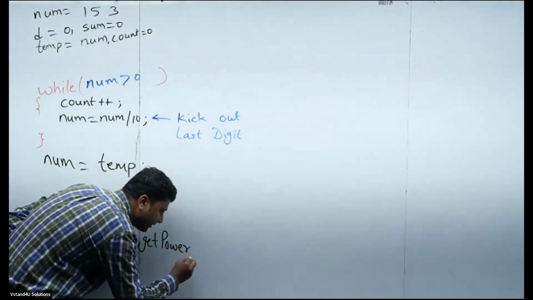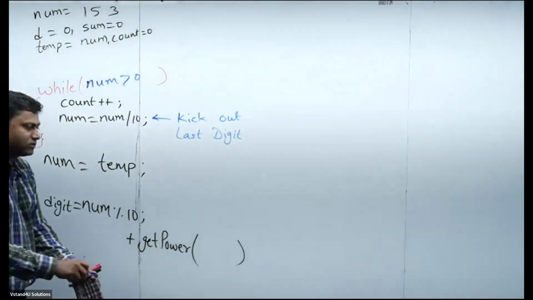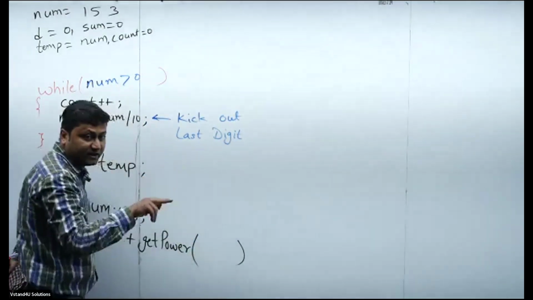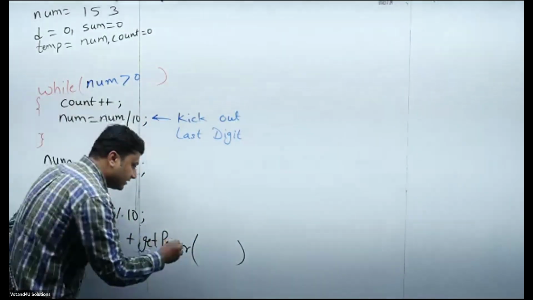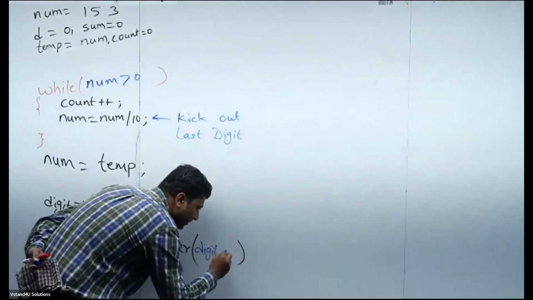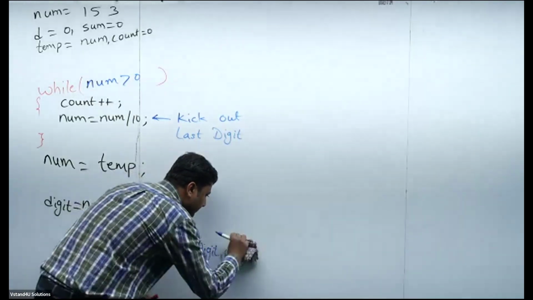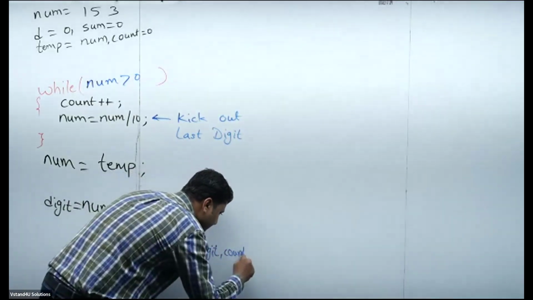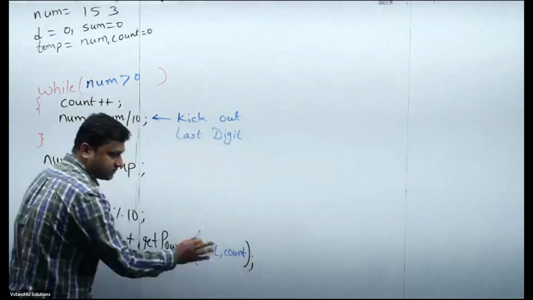I'll write a method called get power of 2 values. I'll pass you 2 values. What are those values? First one is the base. Second one is the exponent. What is base in our scenario? It is our base. Agree? What is exponent over here? Yes, sir. Count is the exponent. Agree? Done. Now we will write the logic.